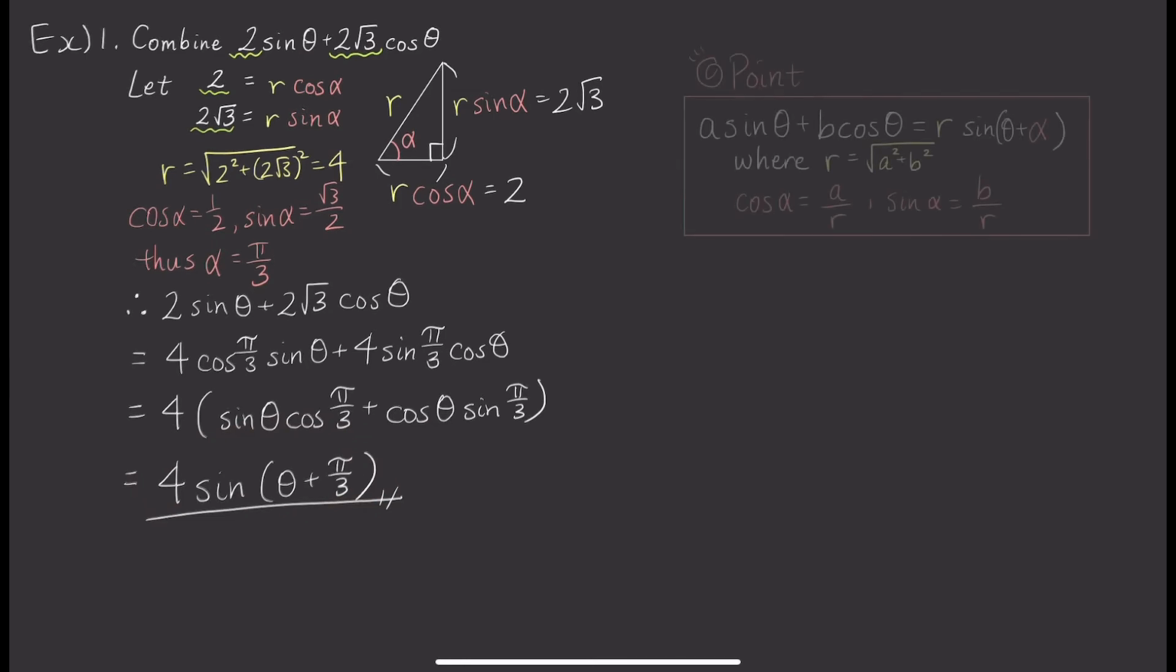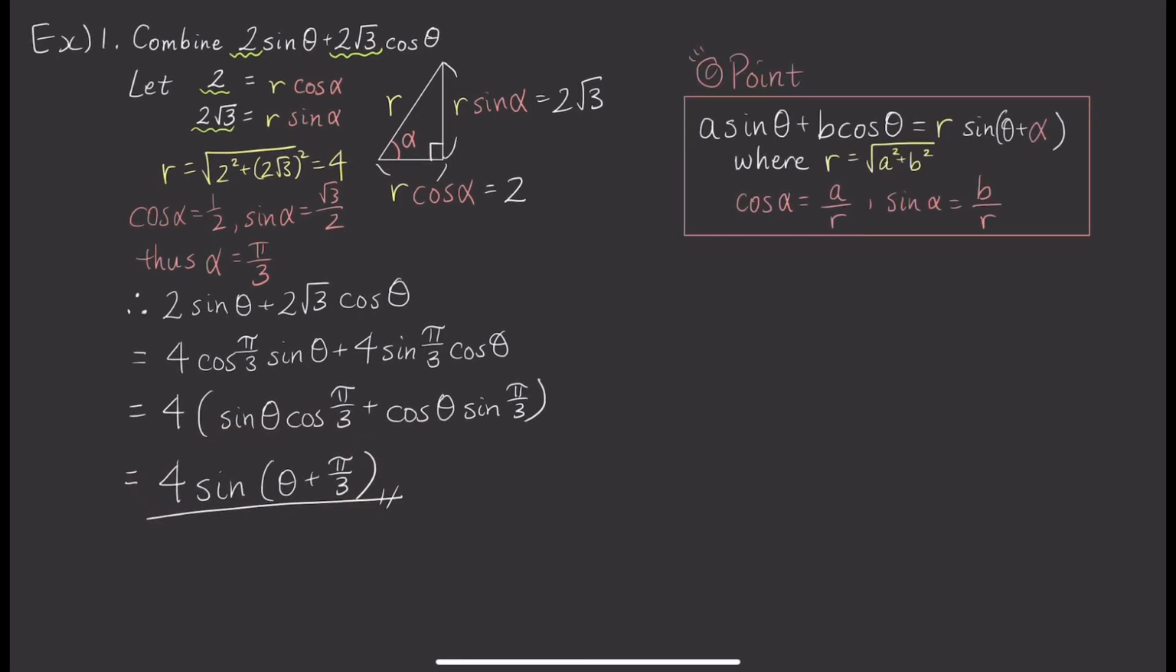And now we're finished. So today's point is, if we are given A sine theta plus B cosine theta, we can combine it into one trigonometric function like this. And the r here is calculated like this, the square root of a squared plus b squared. And we can find the angle alpha using these equations, where cosine alpha is equal to a divided by r, and sine alpha is equal to b divided by r.